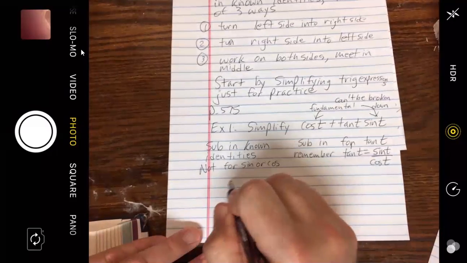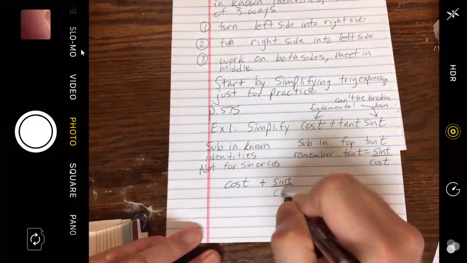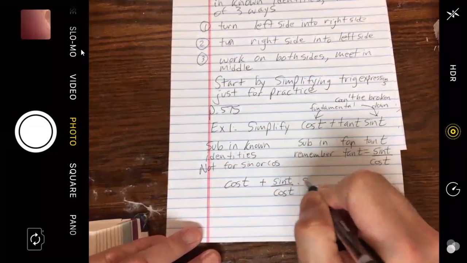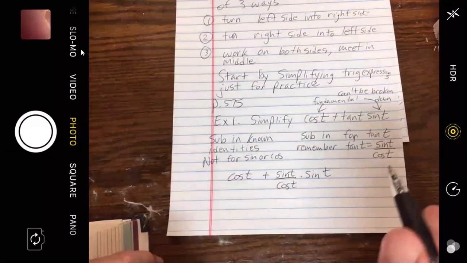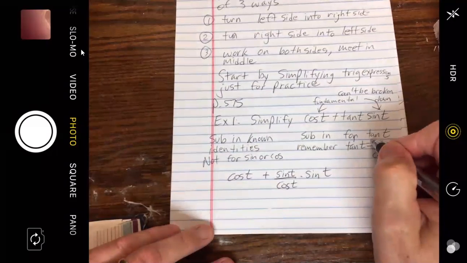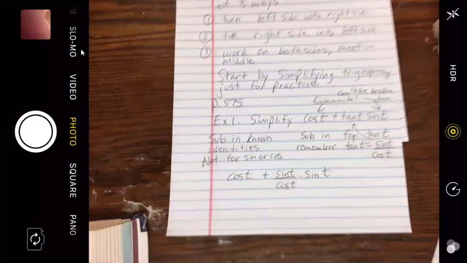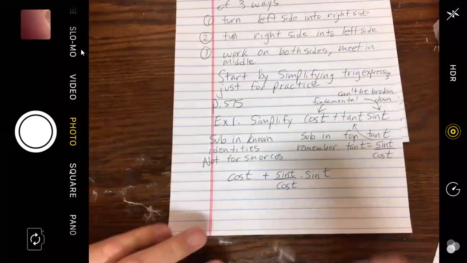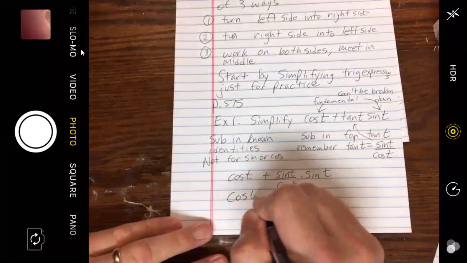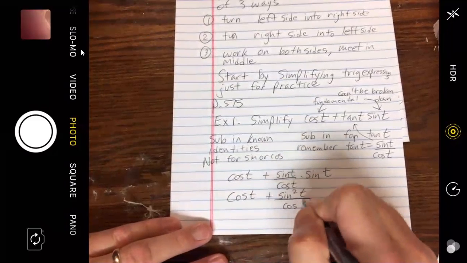So we get cosine t, add sine t over cosine t times sine t. We're subbing this in for the tangent. All right, then you just look and see what kind of algebra you can do. A sine times a sine would be a sine squared. So you get cosine t, add sine squared t divided by cosine t.